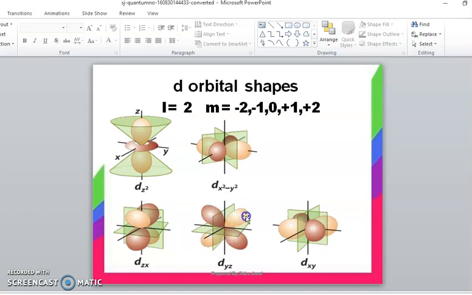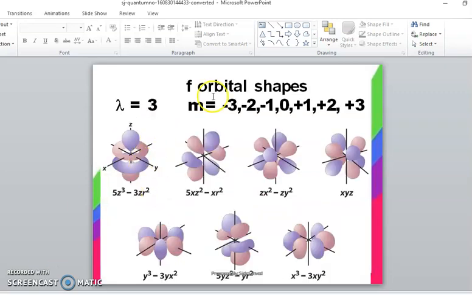On the yz plane, you have the orbital, that's why it is called the dyz orbital. Similarly, the zx orbital. This is the shape of the orbital. They can have m values like this. So these are the shapes of the orbitals. There are 7 orbitals. So with that, the discussion about the quantum numbers and shape of orbitals is complete.